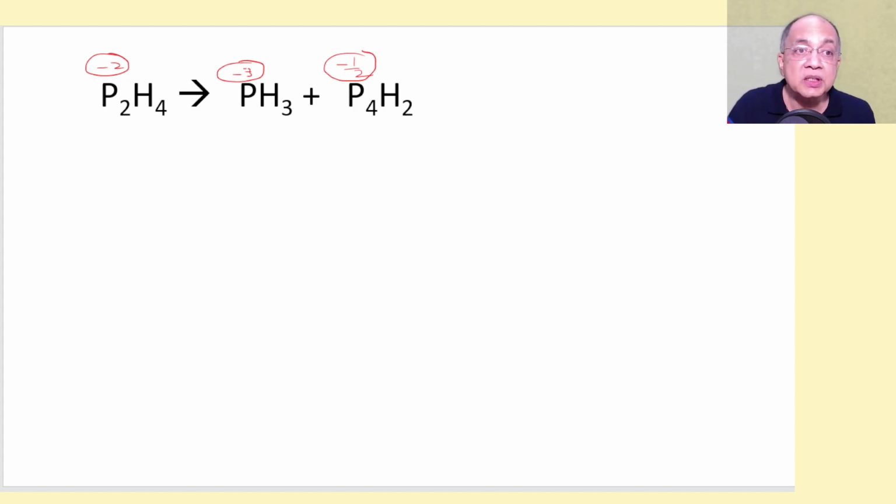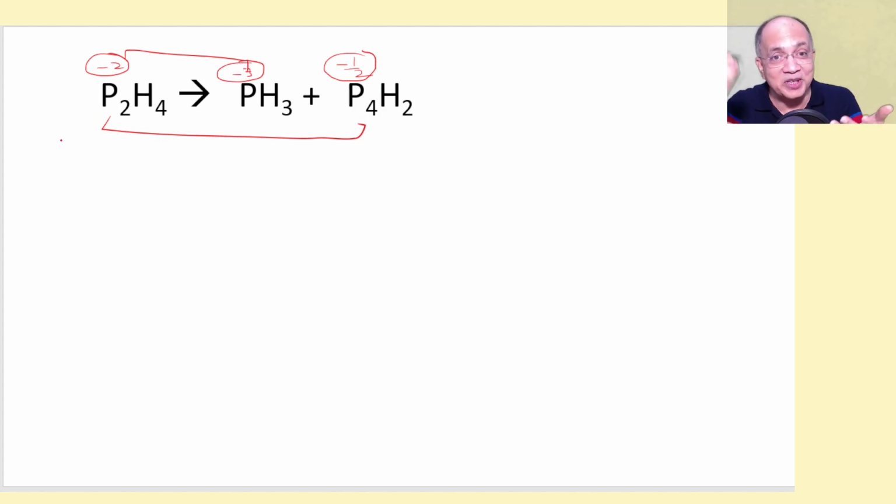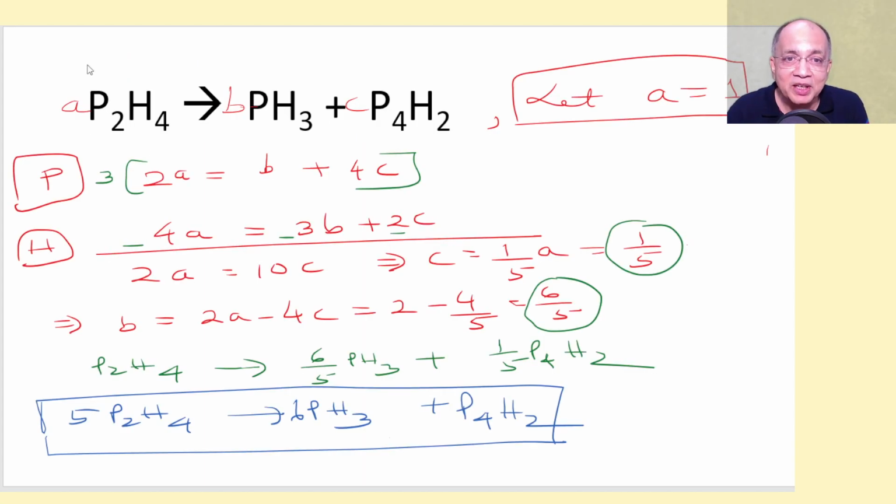Since it is a disproportionation reaction, right? Minus 2 to minus 3 is reduction, and minus 2 to minus half is oxidation. So drawing the EBD is very, very cumbersome, with fractional electrons. But if you do it by A, B, C, there will be only 2 simultaneous equations. There are 2 elements, and I took A is equal to 1. I could have taken C is equal to 1, no problem. So I took A is equal to 1.